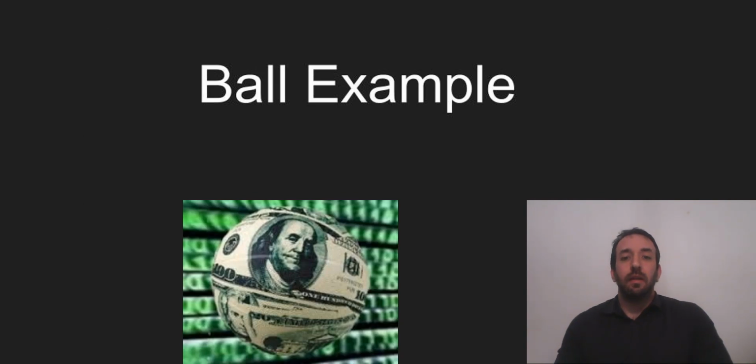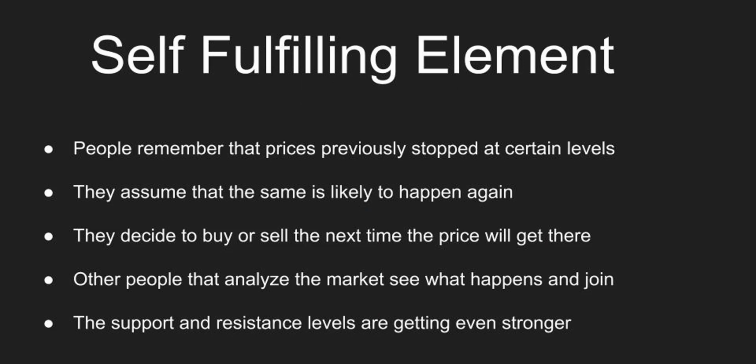It's easy to understand it when you think of a ball that bounces from the floor to the ceiling and back. The floor is the support, and once the ball hits it, it rises toward the ceiling, which is the resistance that pushes it back down. If one of those levels is not strong enough, then the ball would break it and continue further towards higher or lower levels.